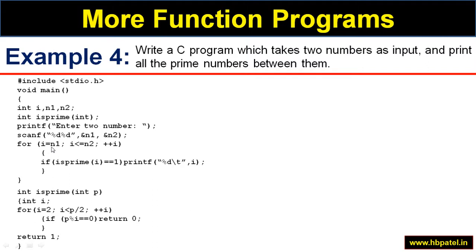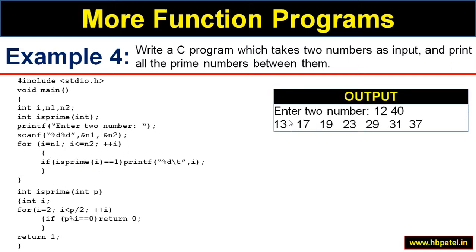I have just run a loop from n1 to n2, and I'm checking every number with this isPrime function. If that function returns me 1, I'll be printing it, otherwise I'll be checking for the next value. So this is a simple logic. Now let us run the program, enter two numbers, let's say 12 is n1 and 40 is n2. So this loop will be i equal to 12, i less than or equal to 40. So i equal to 12, 13, 14, 15, 16, 17, all the way up to 38, 39, 40.